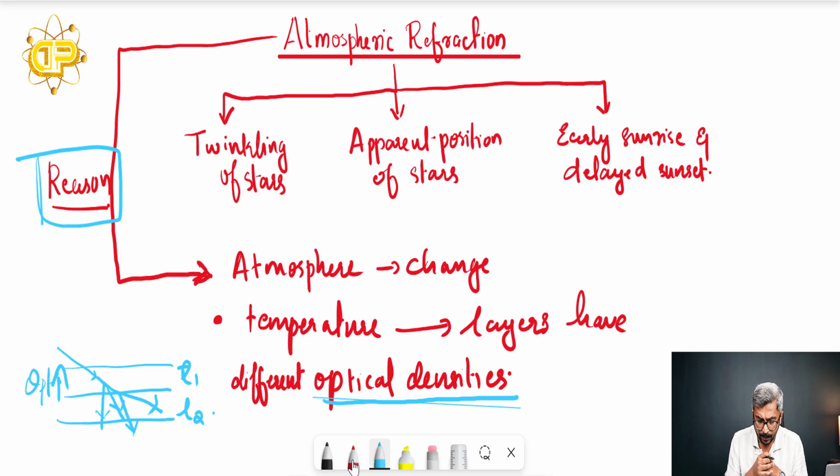Due to the changing atmospheric refraction, we have three phenomena: twinkling of stars, apparent position of stars, and also early sunrise and delayed sunset. So the first thing is the twinkling of stars. Let us see why this twinkling of stars takes place.